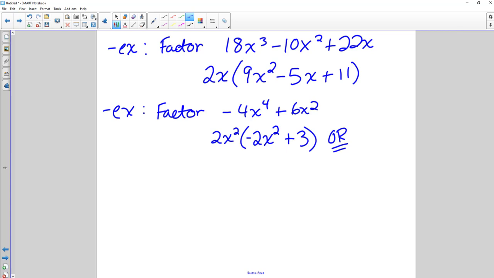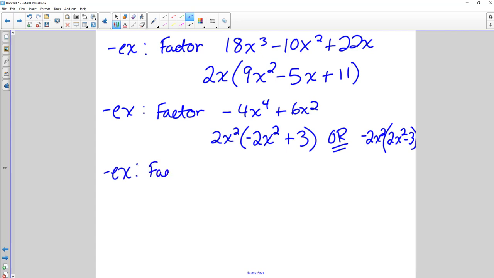So another thing I could have done, and this looks a little better, if I take out a negative 2x squared, so if I took out a negative 2 out of negative 4, I'd be left with positive 2x squared. And then if I take negative 2 out of 6, well, that's going to have to go to minus 3, because negative 2 times negative 3 will be positive 6x squared. Okay, so notice sometimes we can factor out a negative. It's just going to be that all the signs on the inside are going to be the opposite signs.